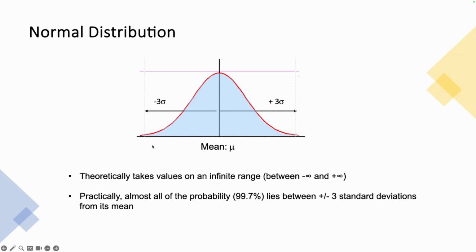So if you're doing any kind of hypothesis testing, as long as you are able to measure the overall effectiveness of a particular hypothesis within plus minus 3 standard deviations, that's good enough. That's more than sufficient because that will cover about 99.7% of this entire graph.